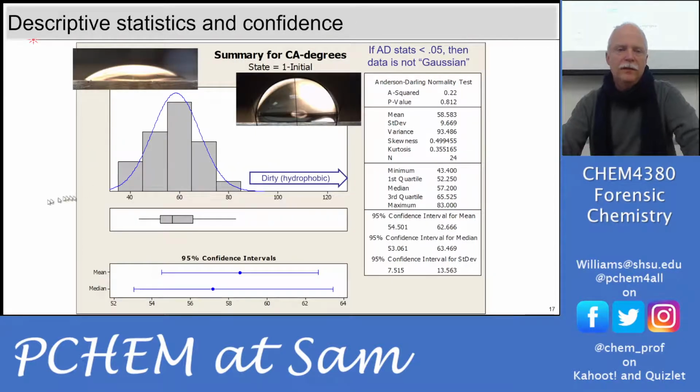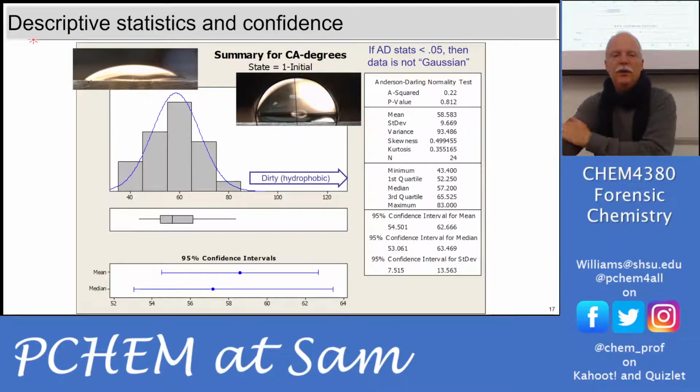Now, this is some real data that we collected in the lab. This was cleanliness data, and just showing you some more statistical graphs. This is a dirty part, so we put water drops on the surfaces to measure their cleanliness, and so here's the contact angle that we measure here. And so if the water wets the surface, it's a clean surface. It's a metal surface that has an oxide layer. Water will wet that surface and give you a low contact angle.